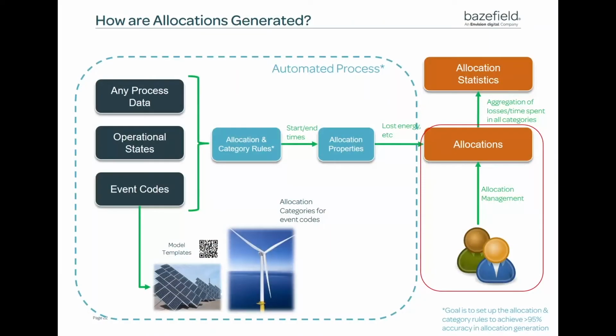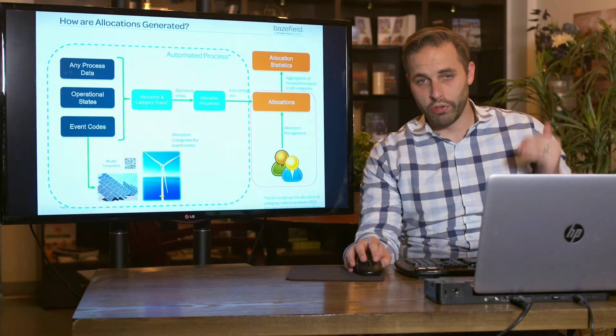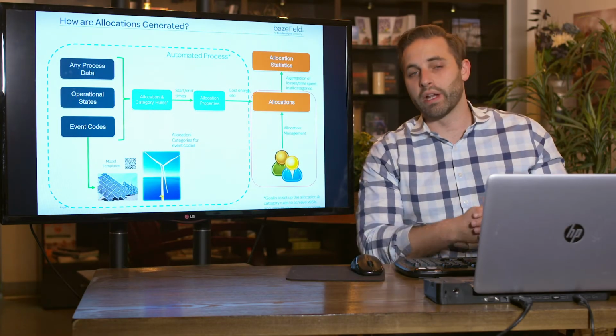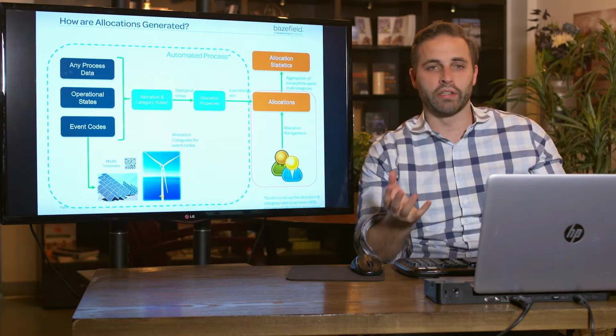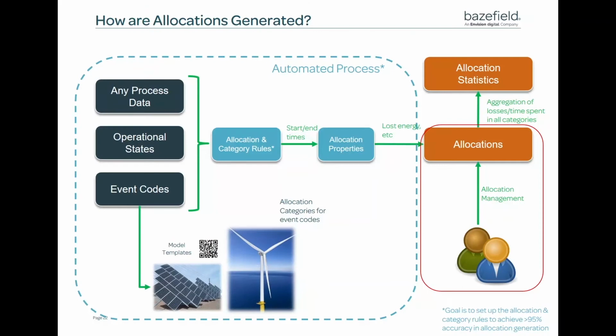Just to remind you of the process of availability management, the blue box is largely the automated process where the system will read in alarms, events, operational states, and process data to trigger, change, and create allocations. Users then will be able to review these allocations, change the metadata about these allocations to add any color commentary, change the classifications, etc. And they do this specifically in the allocations menu or the availability timeline tool.